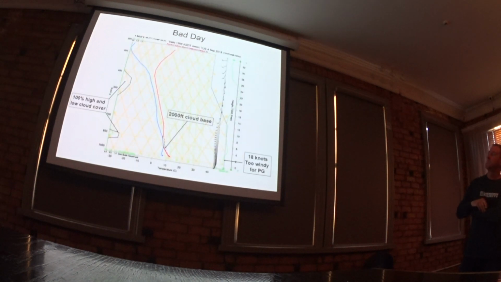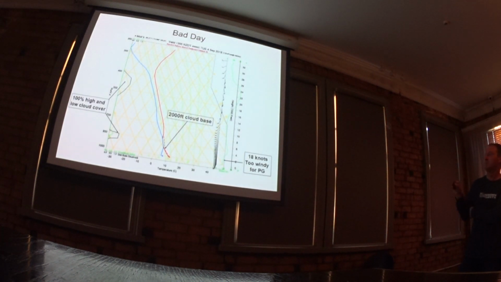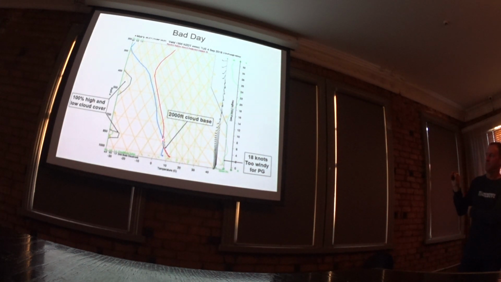Next slide. I shouldn't have to show a bad day really, but obviously a bad day is when it's windy, about 20 knots for paragliders anyway. High cloud. 2,000 foot cloud base. Temperature line and the dew point line touching for a long way. Probably going to rain. A lot of moisture in here. So yeah, we'll go fine.